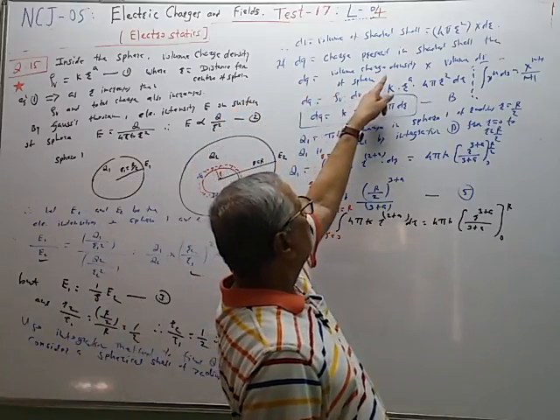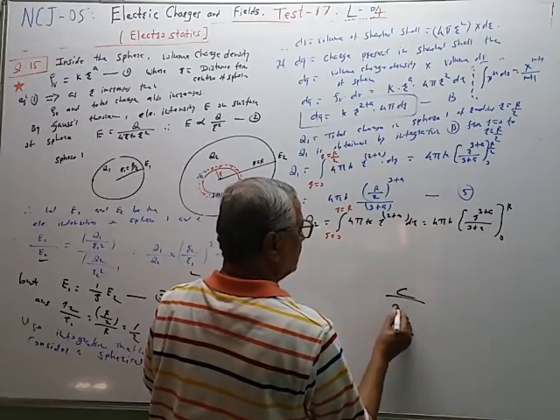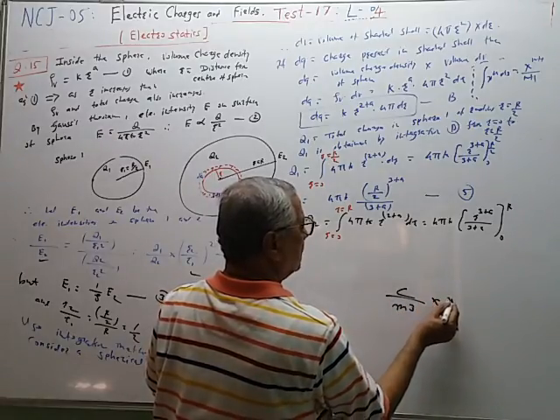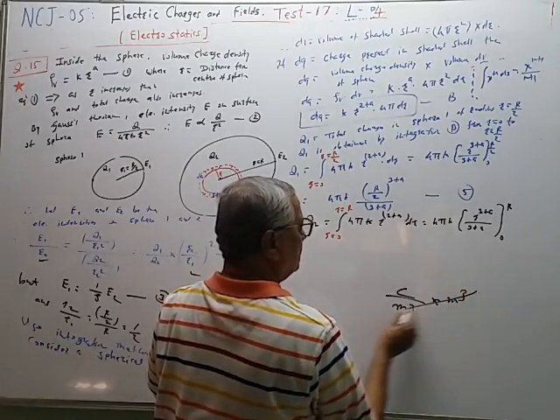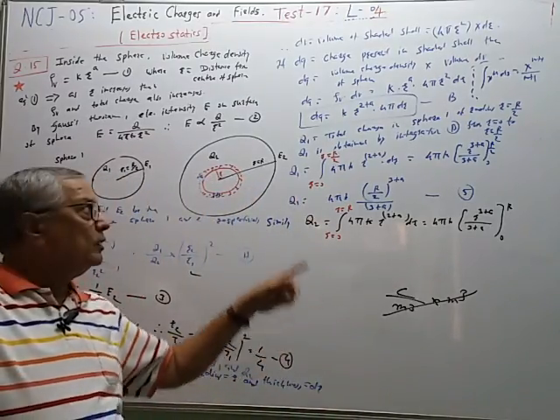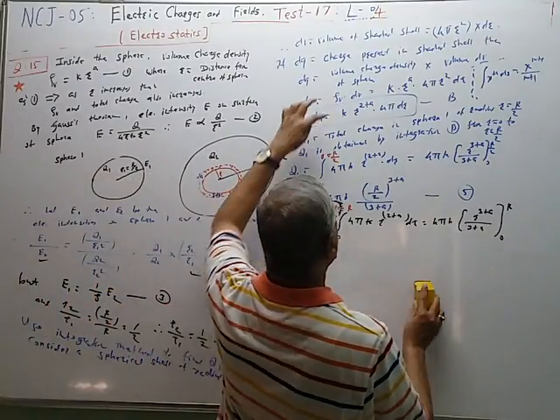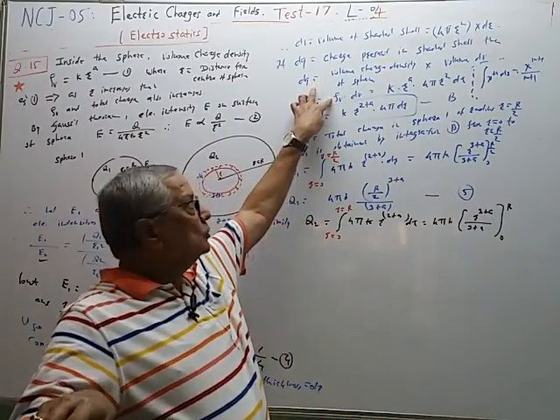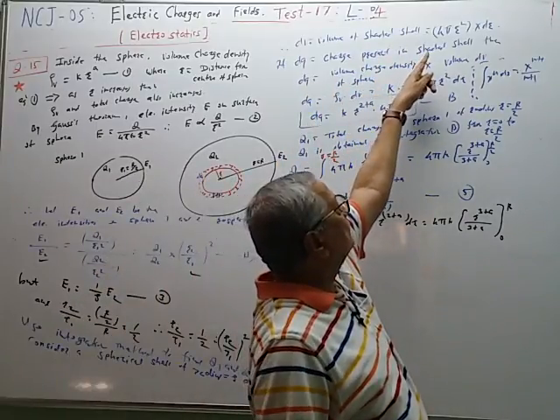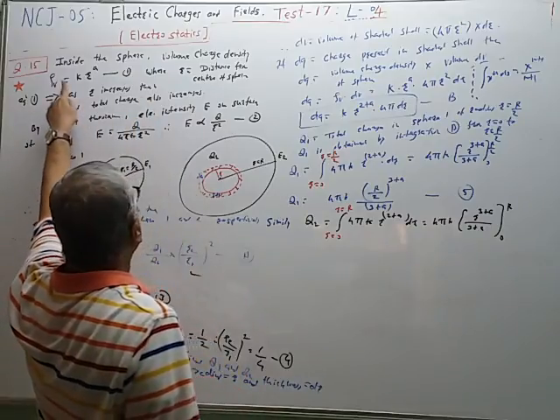It is given by the volume charge density. See this equation: charge density is given by coulomb per meter cube, multiplied by volume given by meter cube. Meter cube will get cancelled, and therefore the unit is correct. So the equation is dimensionally correct. So rho V into dV. We already know the value of the volume of the spherical shell. This is given by equation 1.